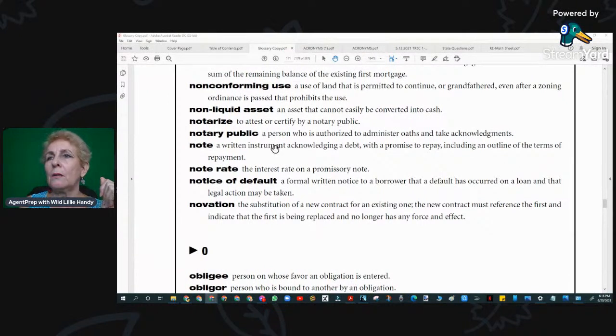And all right, so the next one is a notary public, okay? So the notary public is the one that notarizes all the legal documents, and they are at the title company as the escrow officer.